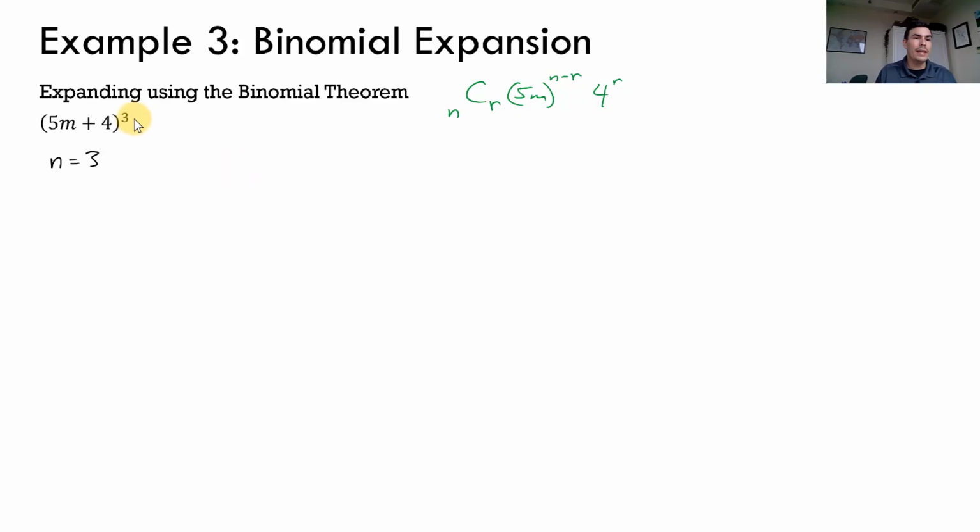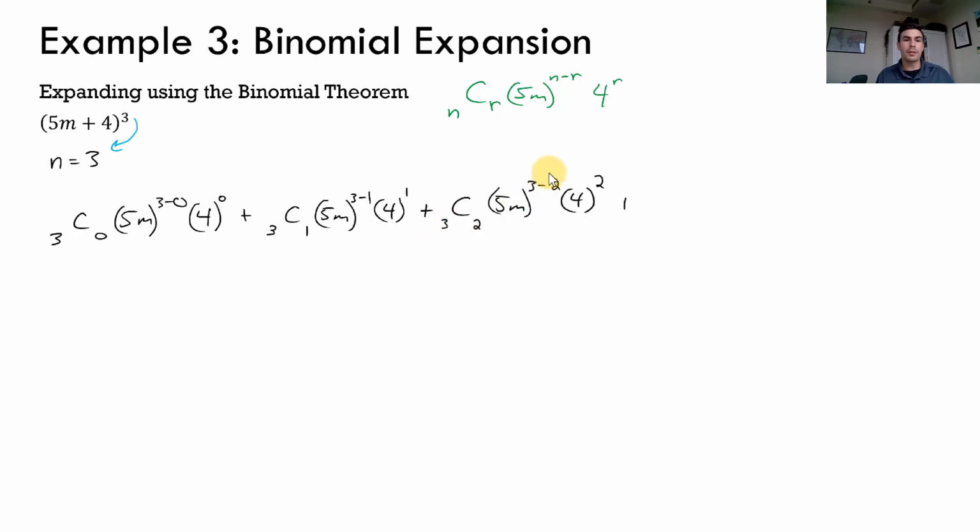Again, my n is 3, I get that from my original binomial, and then my r is going to change. Remember, it starts at 0, so I'll have 3 choose 0, 5m to the 3 minus 0, 4 to the 0, plus 3 choose 1, and then 5m raised to the 3 minus 1, 4 to the 1, plus 3 choose 2, 5m to the 3 minus 2, 4 squared, plus 3 choose 3, 5m to the 3 minus 3, times 4 to the third. Now remember, once n choose r has r equal to n, I can stop, and I'm done.